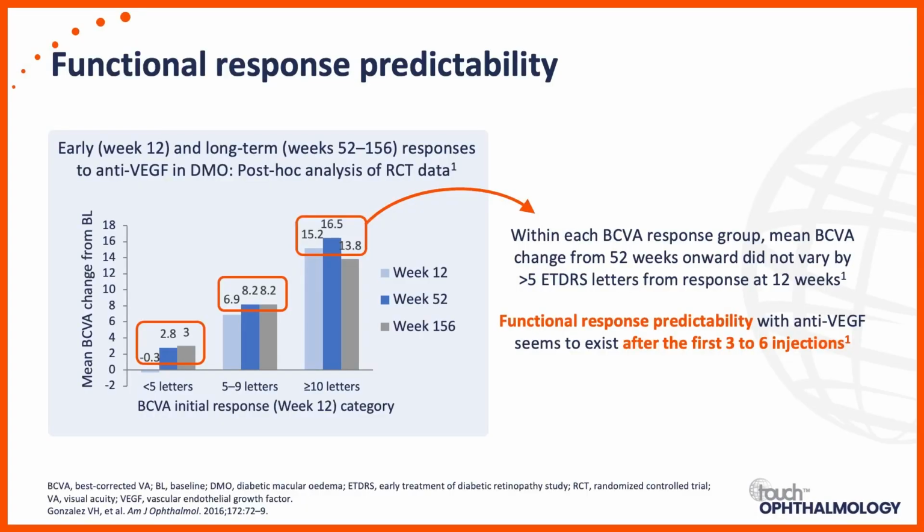Can we predict a functional response to anti-VEGF therapy? Yes, we can predict with anti-VEGF after the first 3 to 6 injections. And so it's really important to understand, and it's really important to switch earlier than before. So don't wait anymore 9, 12, 15 injections before switching. If you treat in first line with anti-VEGF, if the patient is a functional non-responder, switch after 3 to 6 injections.